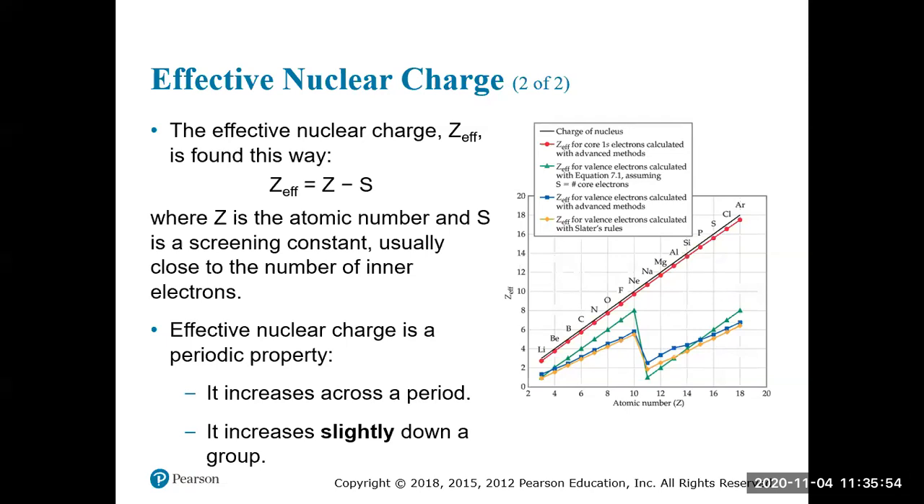This plot on the right-hand side is kind of interesting because it shows some different ways that this effective nuclear charge can be calculated. And what you see is even though there are some pretty sophisticated methods to calculate it, you can get reasonable agreement between those sophisticated ways of doing the calculation and our simpler ways, such as this effective nuclear charge equation that we just discussed, and then something else called Slater's rules, which we'll talk about in a bit.